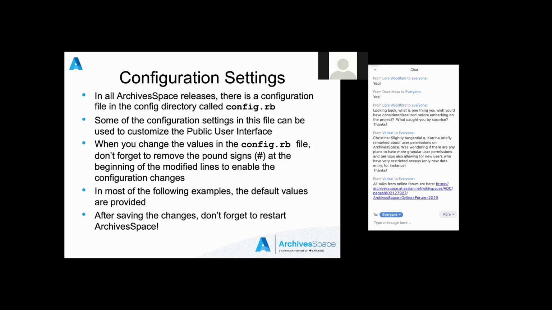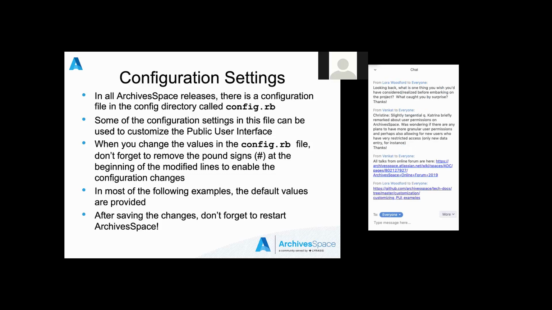A couple of things to note about configuration settings. When you change the values in the config.rb file, you need to make sure that you remove the pound signs that are at the beginning of the lines that you modify, so that the system knows to take those configuration changes. In most of the following examples, I'm going to give you the default values that come right out of the box, and show you some changes that I make and the results of those changes. Also, you need to remember, after you save the changes to the config file, you have to restart ArchivesSpace.